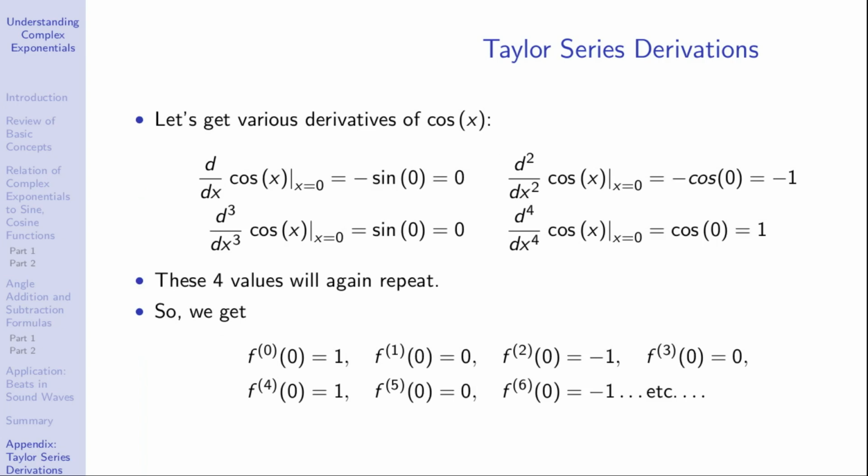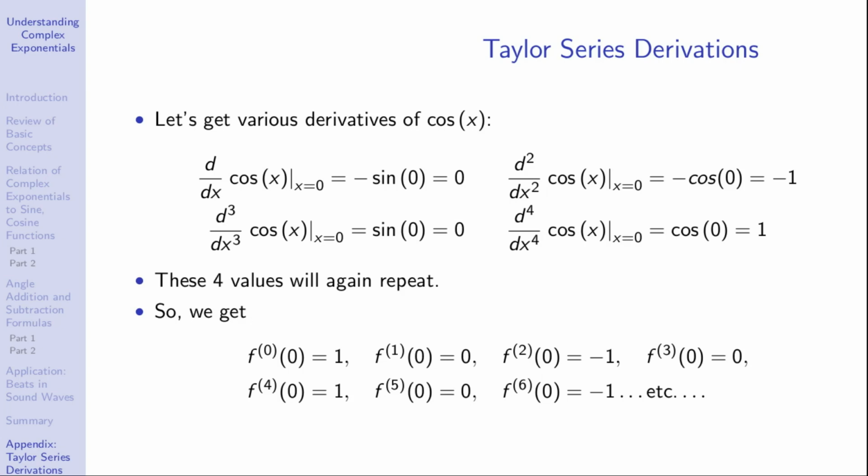Okay, let's get the various derivatives of cosine of x. So the first derivative of cosine of x with respect to x, evaluated at 0, is equal to minus sine of 0, which is 0. The second derivative, evaluated at 0, is minus the cosine of 0, which is minus 1. The third derivative is equal to the sine of 0, which is 0, and the fourth derivative is equal to the cosine of 0, which is 1.